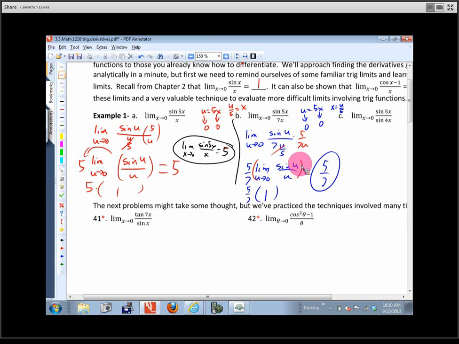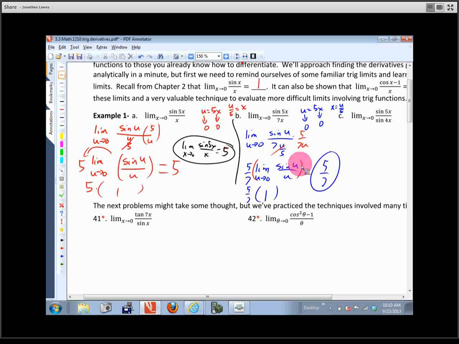Okay, does anybody see another way that we could have done this problem that would have made this one heck of a lot easier?